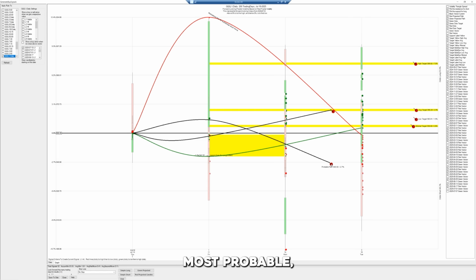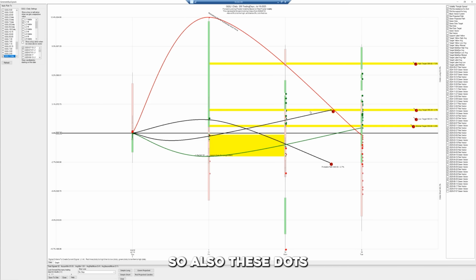So how do you know which one is the most probable path? Of course we've got to go with the bias. You've got to go with the bias, and this gives you the odds. So the bias is upside, and the one that is leading toward the long side is the most probable. Correct. Okay.